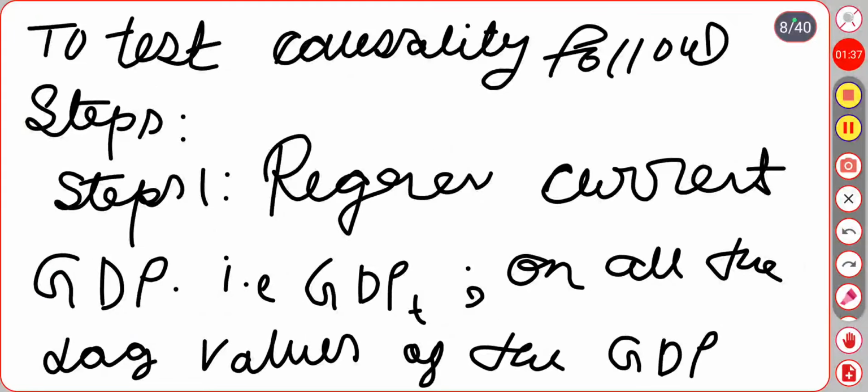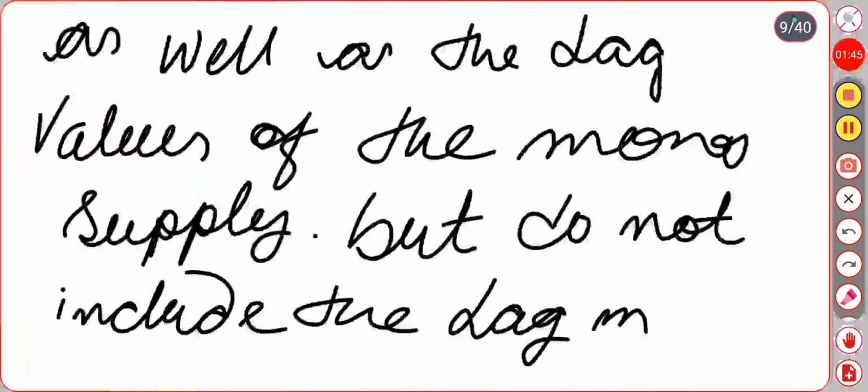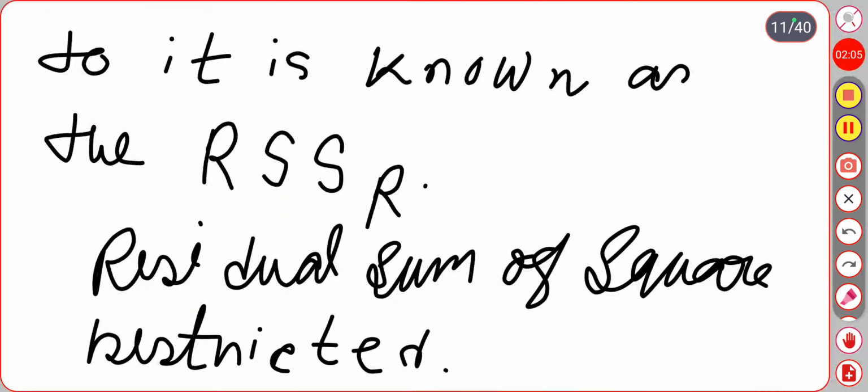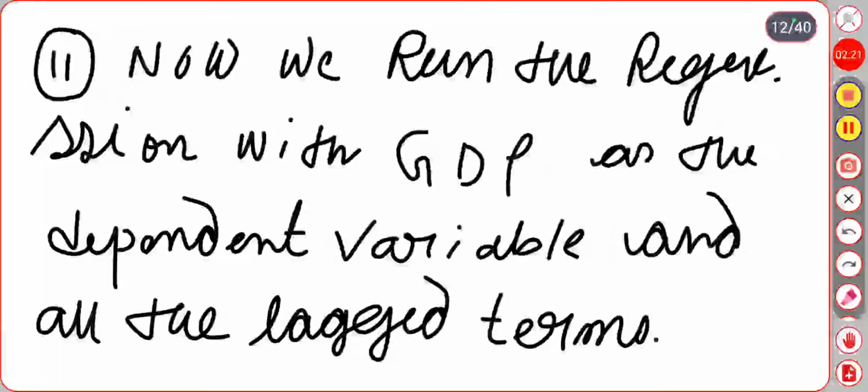To test causality, follow some steps. Step 1: regress current GDP, that is GDP_t, on all the lag values of the GDP as well as the lag values of the money supply, but do not include the lag M variable. That is known as the restricted regression, and the residual sum of squares corresponding to it is known as the residual sum of squares restricted. That means regress GDP on all the lag values of GDP as well as the money supply, but not include the lag M variable.